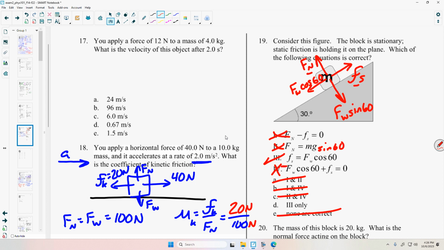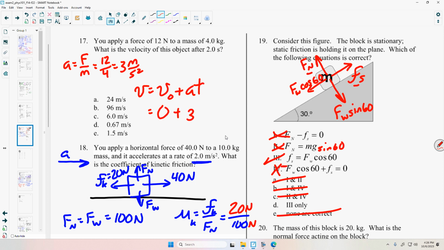So here, we did one of these early this week on Monday. First thing you need to do is find A. A is equal to F over M. That's 12 over 4, or 3 meters per second squared. And then what is the velocity? Well, V is equal to V naught plus AT. That's the same equation that you'll need for the projectile motion, except here there's no Y or X because we're just in one dimension. And so that's going to be 0, assuming it's initially at rest, plus 3 meters per second squared times 2 seconds. So that's going to be 6 meters per second.